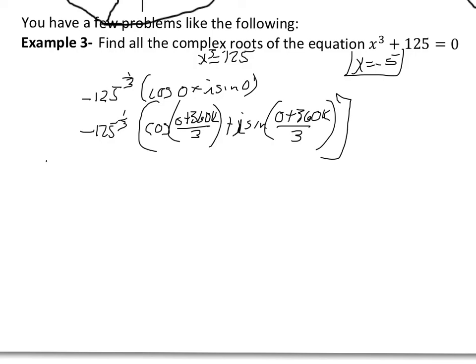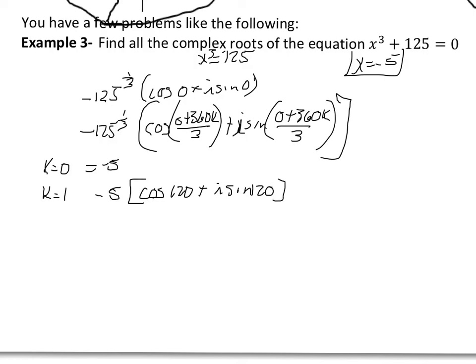All right, so we go k is 0. Now, what's that going to give me, by the way? If k is 0, cosine of 0 is 1, sine of 0 is 0, this is the one where I get negative 5. Well, we already knew that one, right? So now let's go to k is 1. That gives us negative 5 times the cosine of 120 plus I sine of 120.